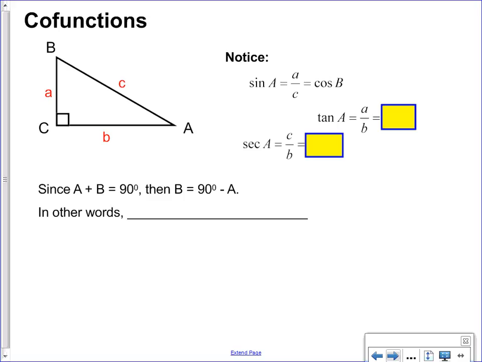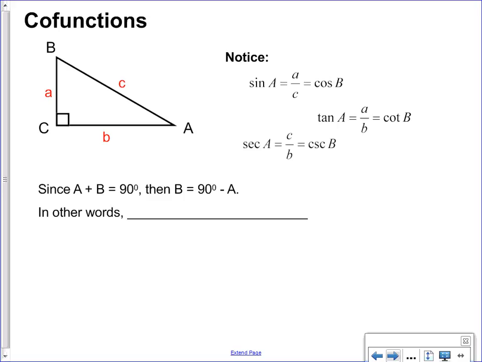Just looking at the two smaller angles, the tan of A is the same thing as the cotangent of B, of the other angle. It's the flip of the other angle. And the secant of A is the same thing as the cosecant of B.